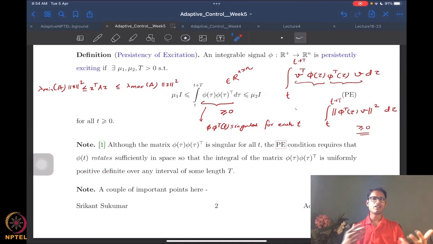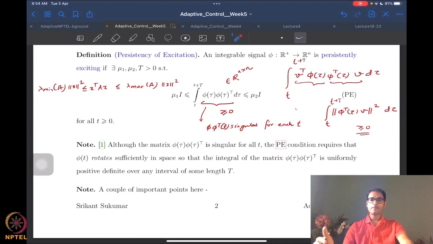You remember that in all our definitions, uniformity has always got to do with the time argument. In this case, that time argument is the small t. If mu 1, mu 2 are independent of it, you keep sliding, it doesn't matter where you are, your bounds remain the same. Because if they don't, then it's rather troublesome. If you don't have a uniform bound, then you will not be able to complete the analysis that we try to do. All right.